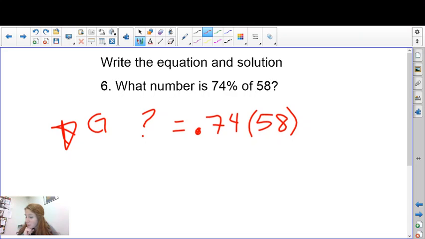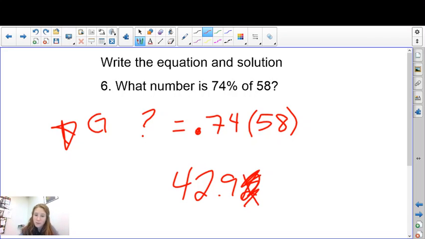Let's double check that number though, because it also wants the solution. And I think the test is slightly harder where you have to go and check the solution answer versus just looking at the equation. So 0.74 times 58 gives me 42.92. And it says to round to the nearest tenth, so that 2 would be gone anyways. So yep, it's going to end up being G.